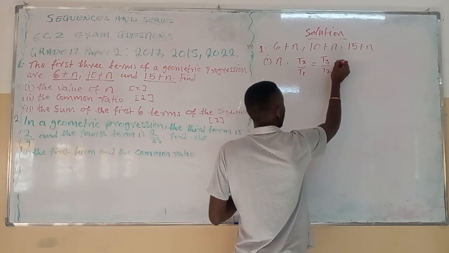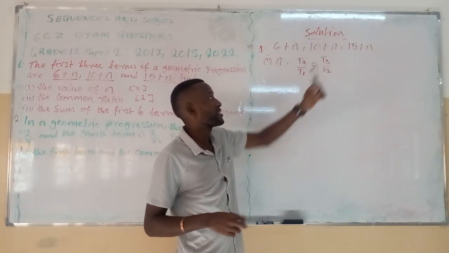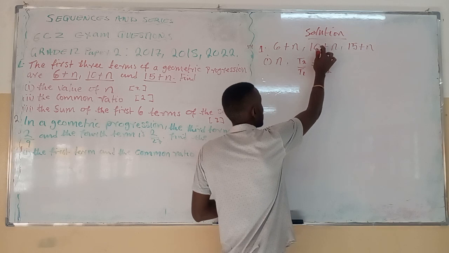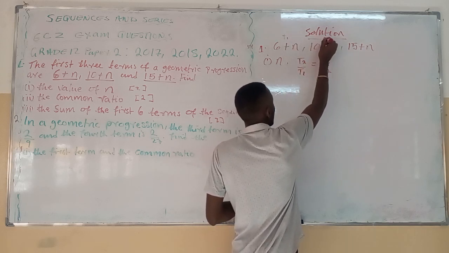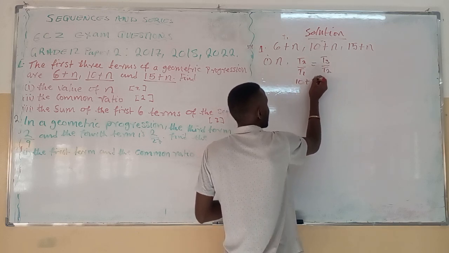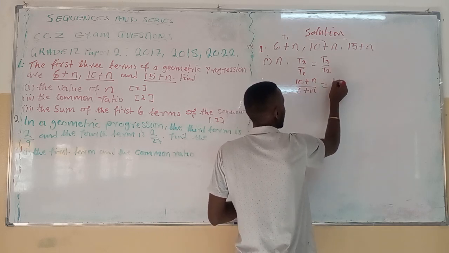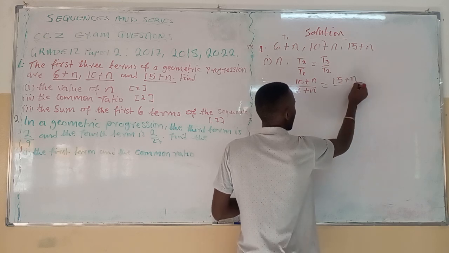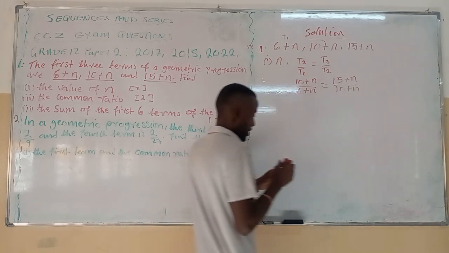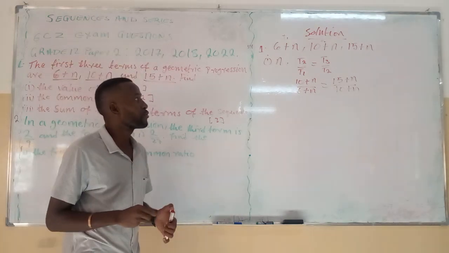These 3 terms have been given, so replace them. This is my term 1, this is my term 2 and term 3. So term 2, which is 10 plus n, over term 1, which is 6 plus n, equals term 3, which is 15 plus n, divided by term 2, which is 10 plus n. That is how you do it if you want to find the value of n. Our main goal is to find the value of n.